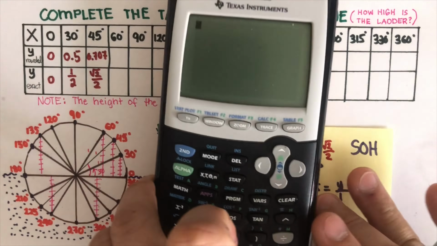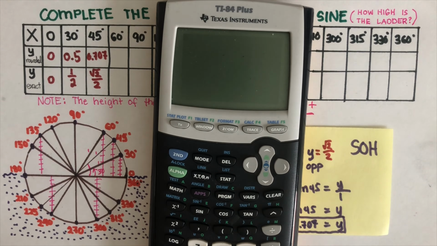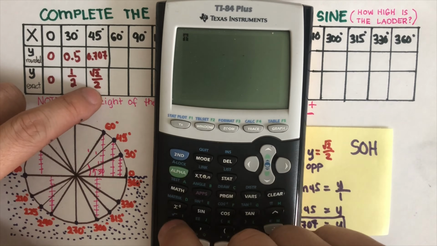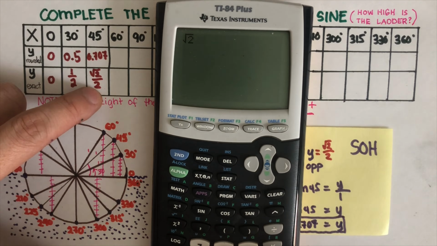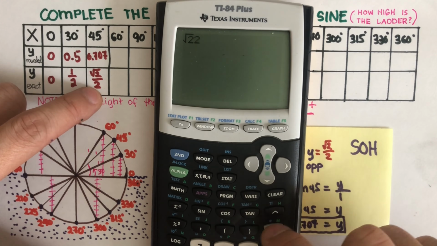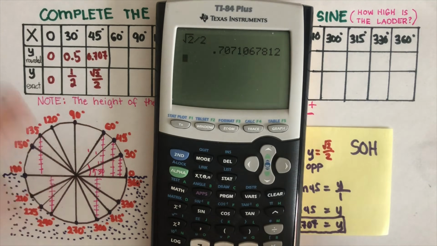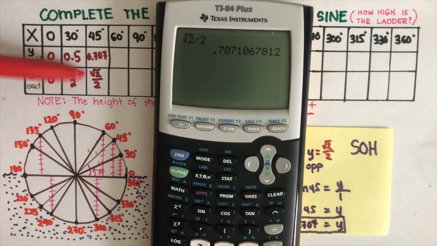We can actually check on the calculator to see if these values are equal. So let's put in the value here. So first we have square root of 2 divided by 2, and that's divided by 2. So then that value is 0.707. So this is the rounded, this is the exact.